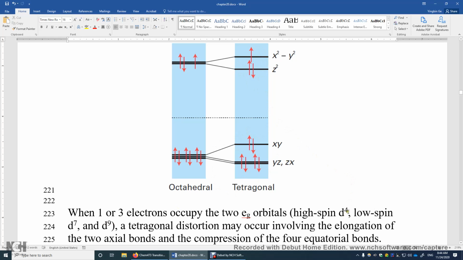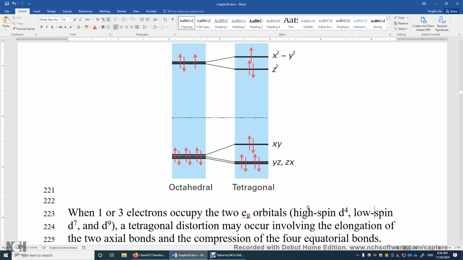Now, what about D4? We can also observe Jahn-Teller effect when you have a high spin D4 case. So high spin means, well, you have 1, 2, 3 electrons here, and then 1 electron in one of the 2 orbitals here, and that will give you a significant Jahn-Teller effect. So in this case, if you have a high spin D4 case, well, that means, well, very likely the structure of the transition metal complex is tetragonally distorted. It's no longer octahedral, it's tetragonal. This is going to be tetragonal.